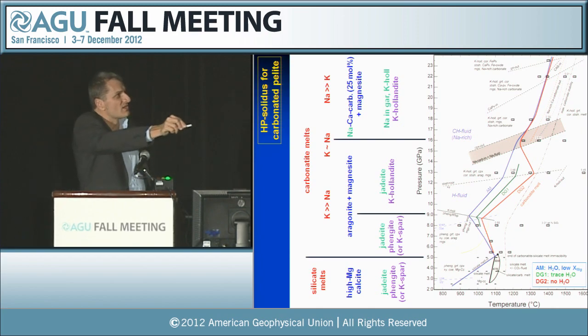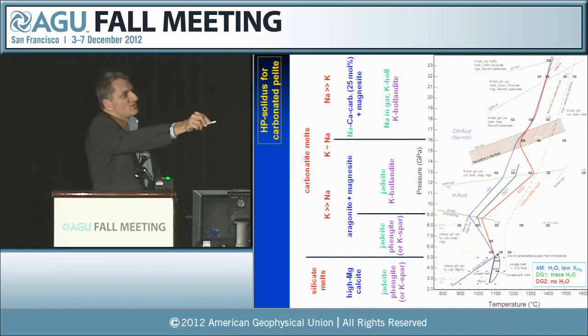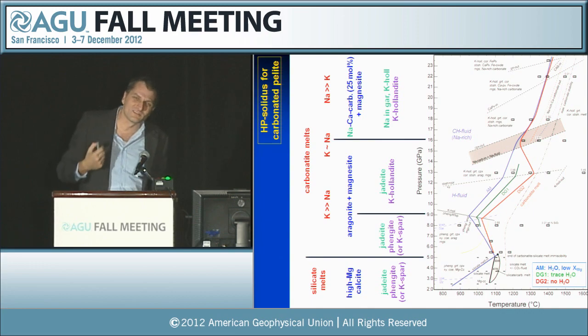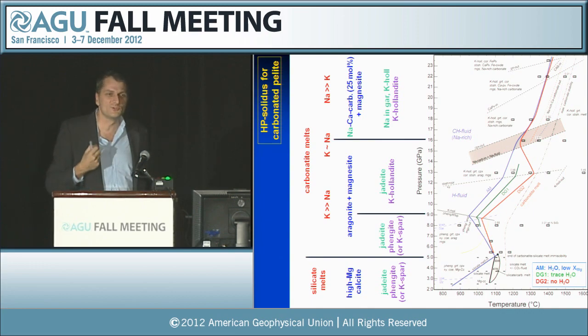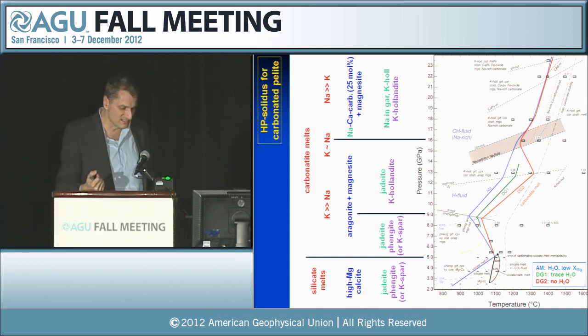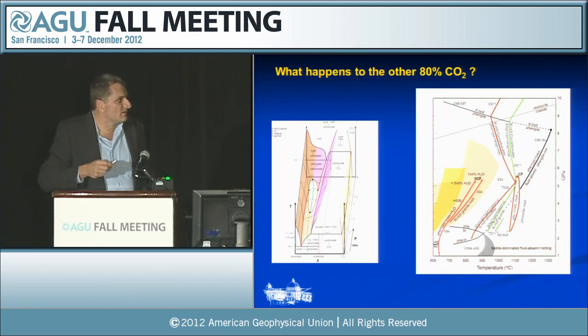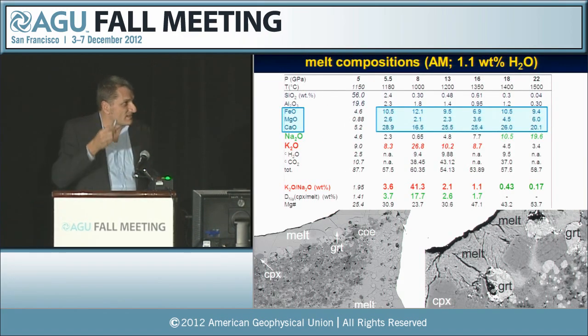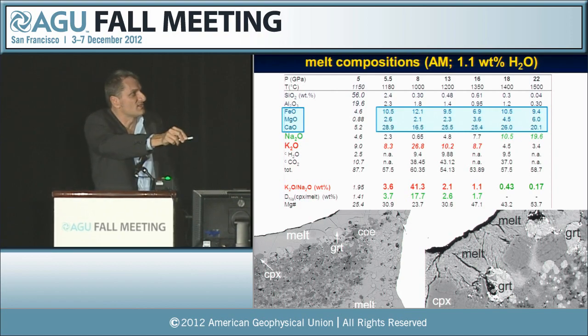There is sodium in the calcium carbonate, 25 mole%. There is sodium in garnet, there's some sodium in K-hollandite, but there's no real phase that likes sodium. So if you do melting, all the sodium goes immediately into the melt. And these are these carbonatites measured at the solidus.